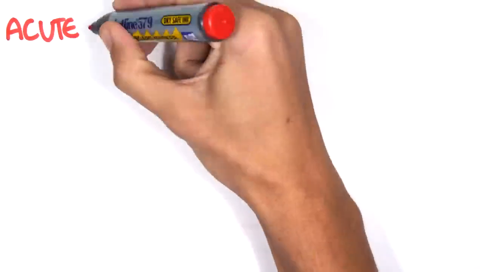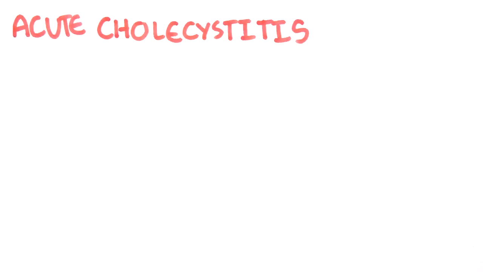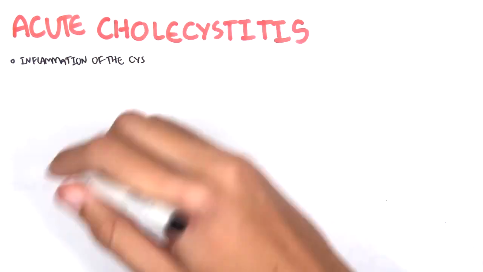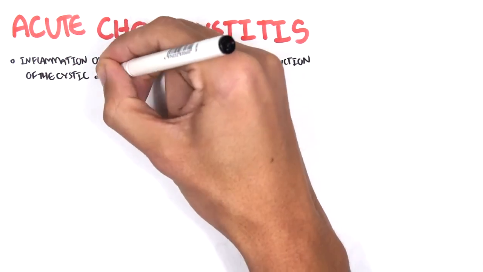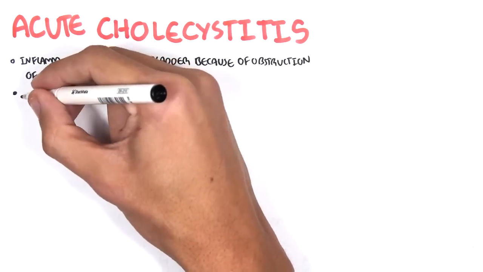In this video, we're going to talk about acute cholecystitis. This is an overview and introduction. So acute cholecystitis is inflammation of the gallbladder, and it's usually because of obstruction of the cystic duct by gallstones.